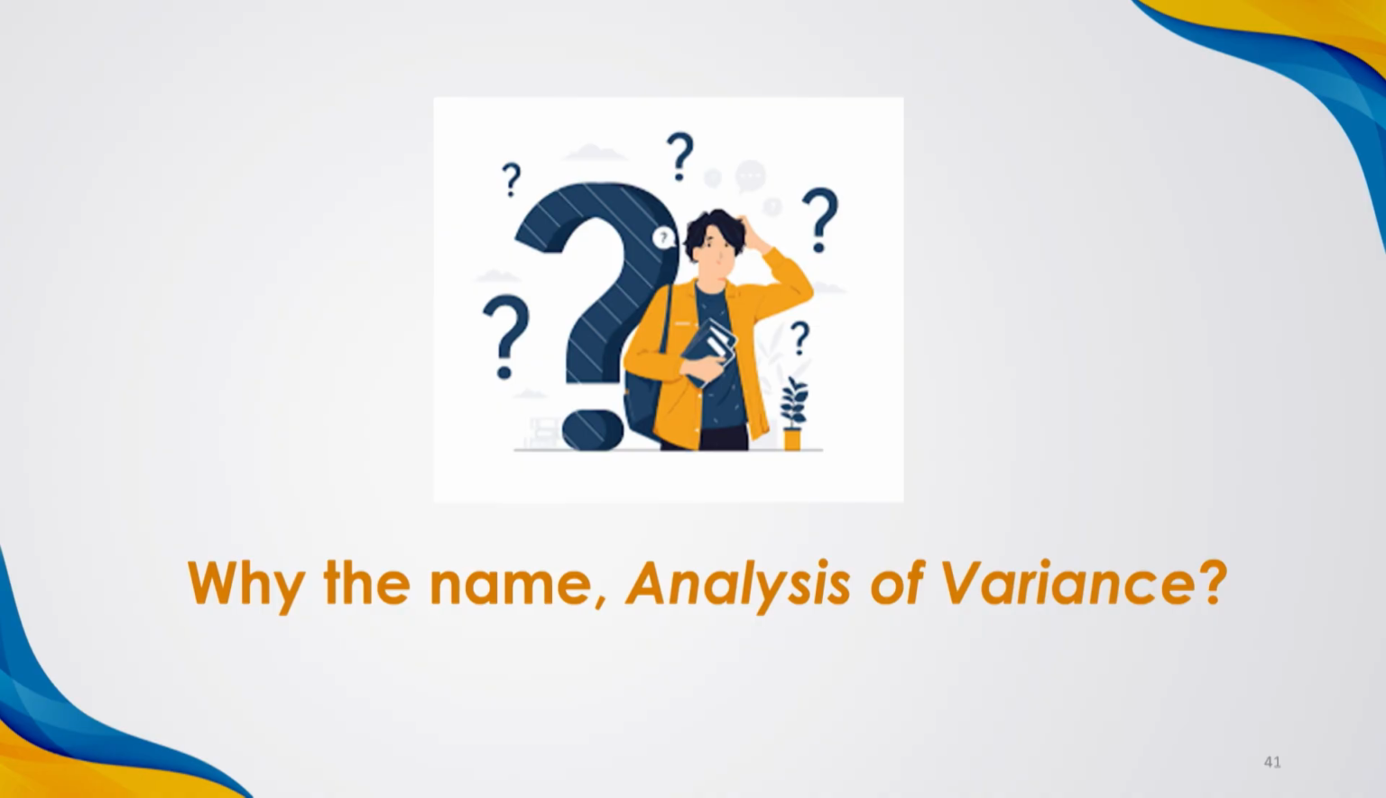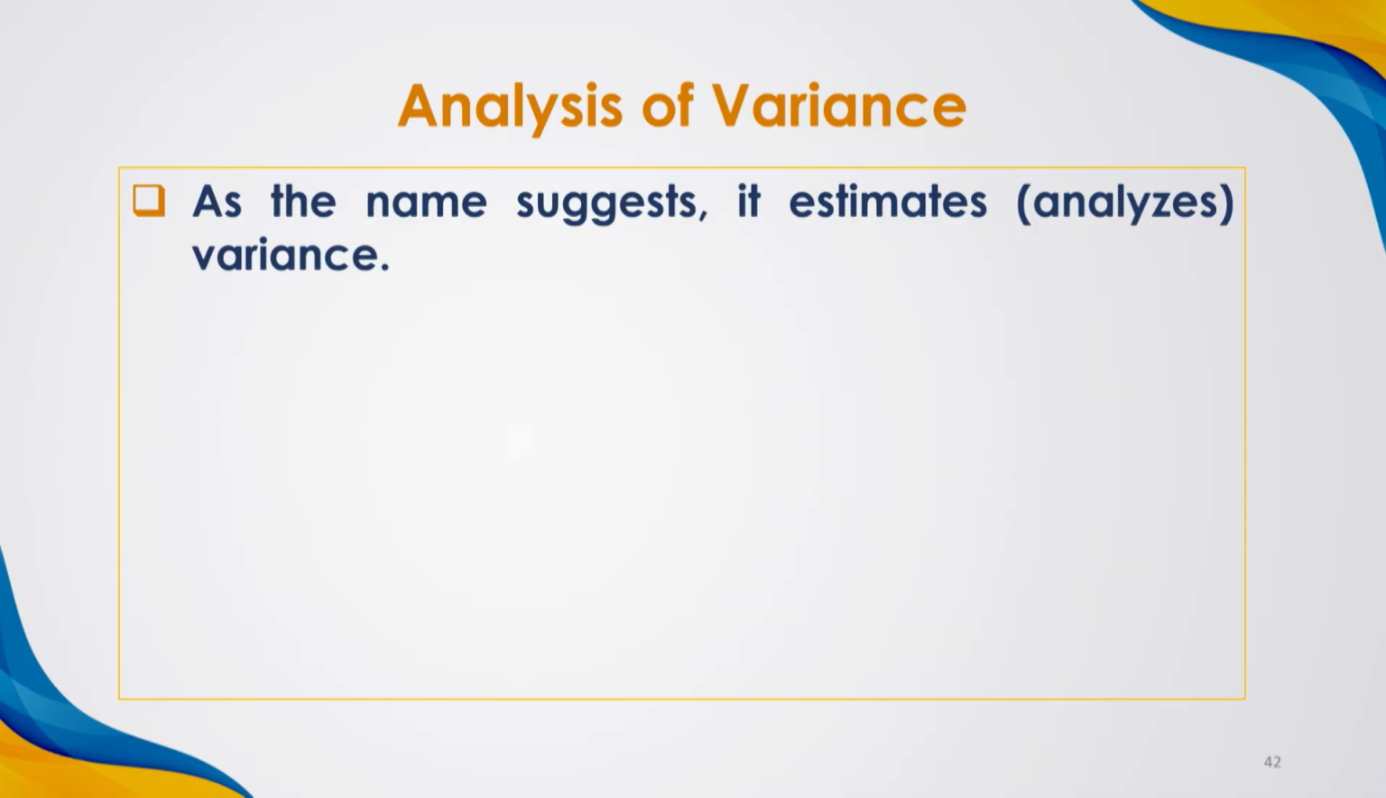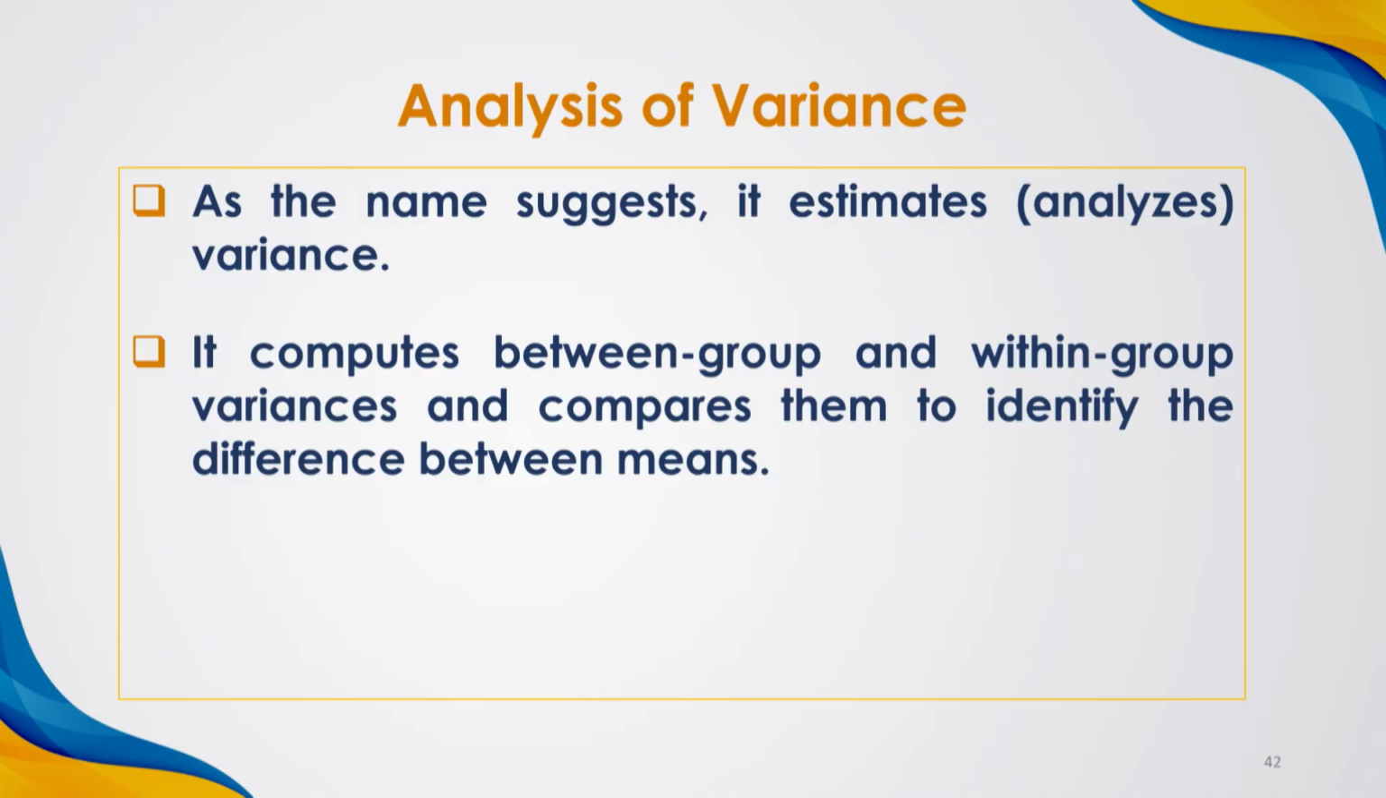Now, you may have a confusion. We are actually comparing the means, but why are we calling it analysis of variance? As the name suggests, we are estimating the within group variance and between group variance, and we are comparing these two estimates. That is why we call it analysis of variance instead of analysis of means. It computes between group and within group variances and whichever is more, we can say whether a difference exists or not. If between group is more than within group, then it is more likely that a difference exists between the means.